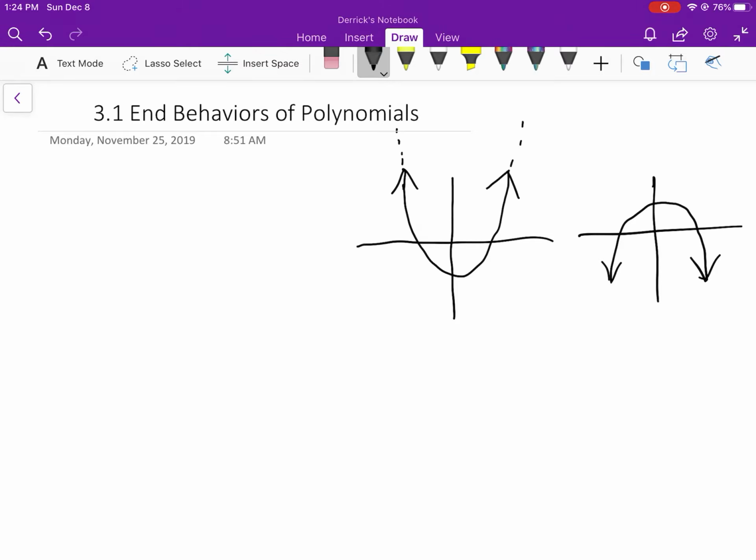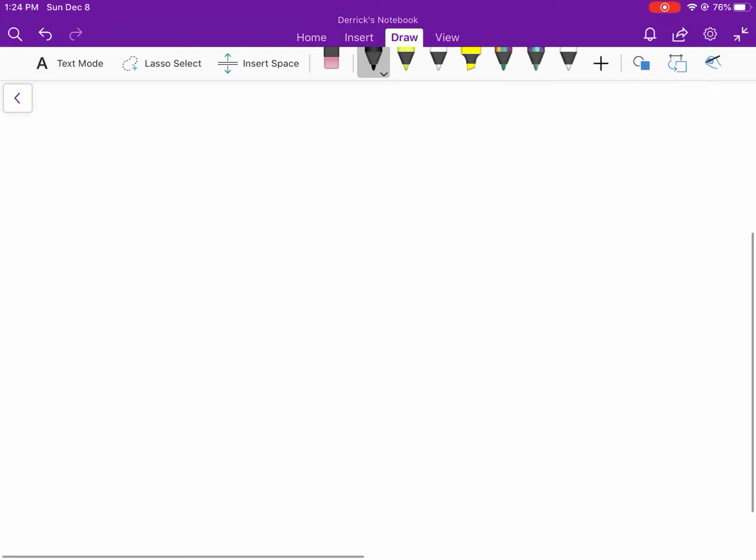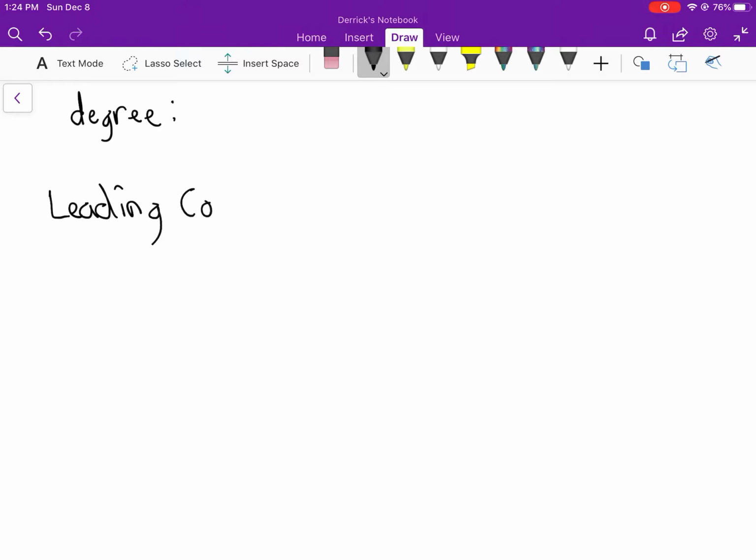So with that in mind, here's the idea for our end behaviors. We've basically got 4 different scenarios. We have to worry about our degree, and we have to worry about our leading coefficient. Now remember, degree is the highest exponent. Right, we're looking at the highest exponent on our x's to figure out what our degree is.